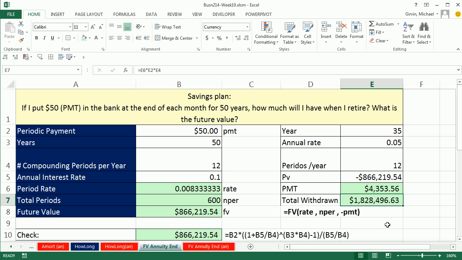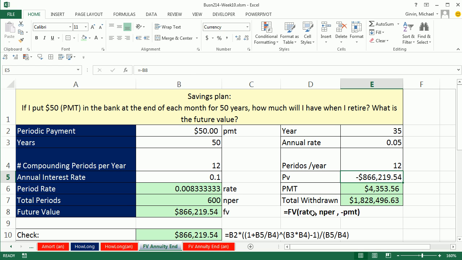And boom, from $866,000 on the day we retired, since we get to withdraw, assuming a 5% annual rate, that's pretty conservative, about $4,000 each month, that's the total amount we will have withdrawn over the period. So even when you retire and have $866,000 on the day you retire, just from putting $50 a month away, you're still going to get $4,000 each period, and that's a total of $1.8 million.